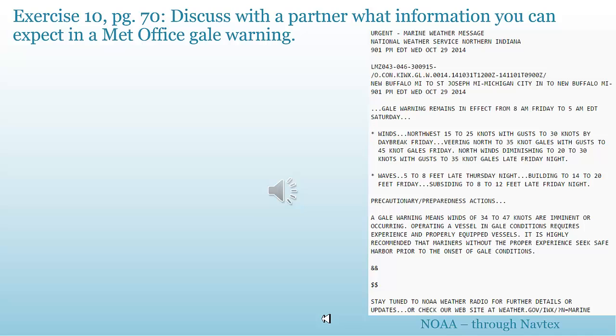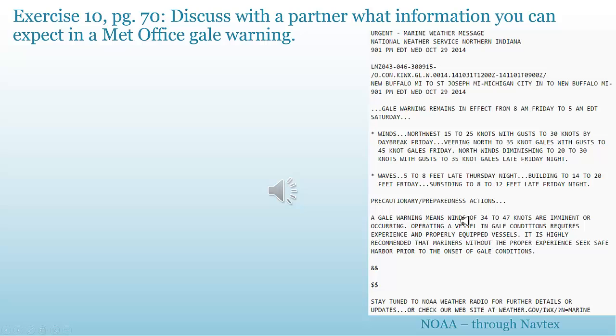And so here is a typical gale warning that comes out from the NOAA. This is for northern Indiana. So this is on the Great Lakes, and you see we have the time coming up, Eastern time, and Wednesday, October 29th, 2014, and it's saying the area from New Buffalo, Michigan to St. Joseph, Michigan, Michigan City, New Buffalo, and the time again. Gale warning remains in effect from 8 a.m. to Friday. So it's saying when the gale warning is expected, and if you just see down here, what does that mean?